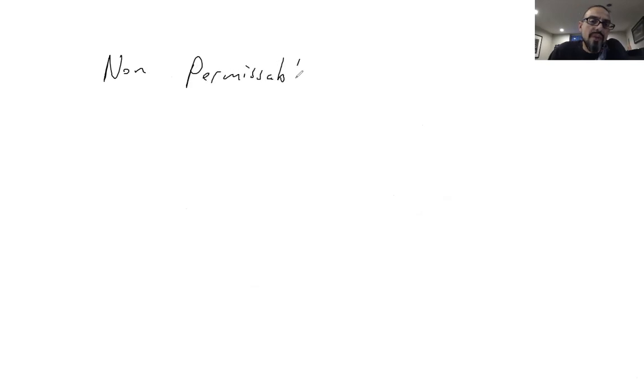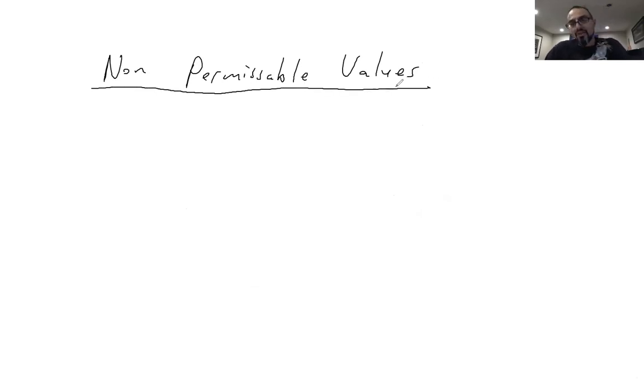So non-permissible values: you don't have permission to use these values. Now, what exactly does that mean? You should have learned at some point that in mathematics, we're not allowed to divide by 0. It's what we call undefined. It doesn't work. So when we have expressions, we have to consider the possibility that we would be dividing by 0 and just exclude it, make sure it doesn't happen.